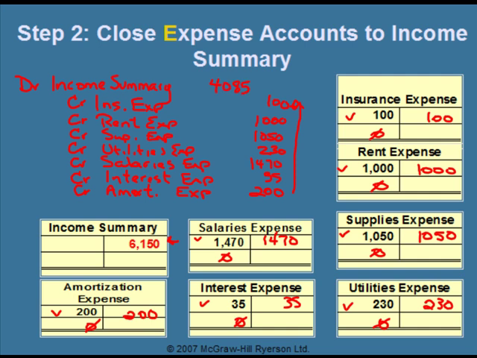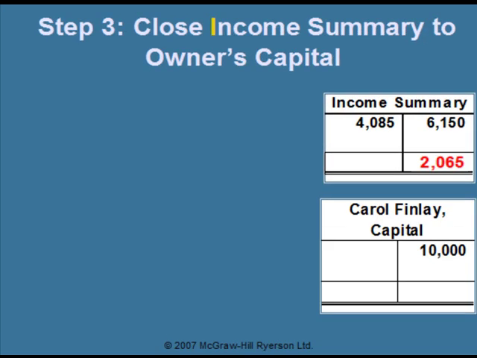The explanation for the journal entry would be to close expense accounts. The third step in the closing process is to close that income summary account out to the owner's capital. Remember that the income summary account is a temporary account that has to be zero at the end of the closing process. So basically what we want to do is to take that $2,065, which is our net income, and we want to transfer it down here to the capital account.